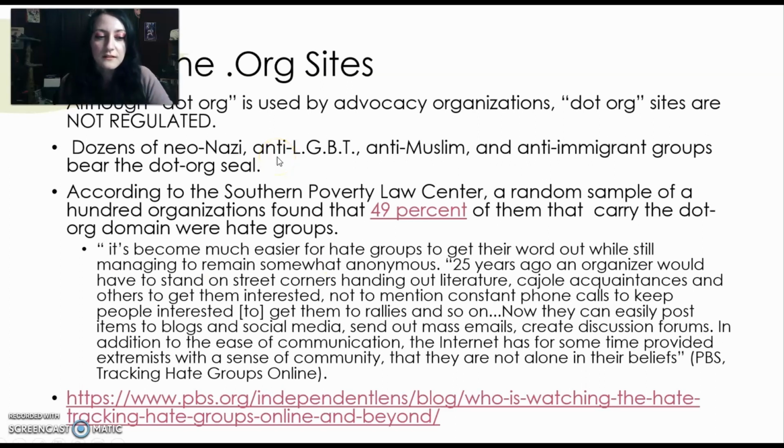So this is why I said .org sites are often not credible. According to the Southern Poverty Law Center, and if you have the PowerPoint, I've got a link here if you would like to read more, if this is something that interests you, they did a random sample of 100 different .org sites, and 49% of them were hate groups. So anytime you click on a .org, you have a 50-50 chance of being on a hate site, so keep that in mind.